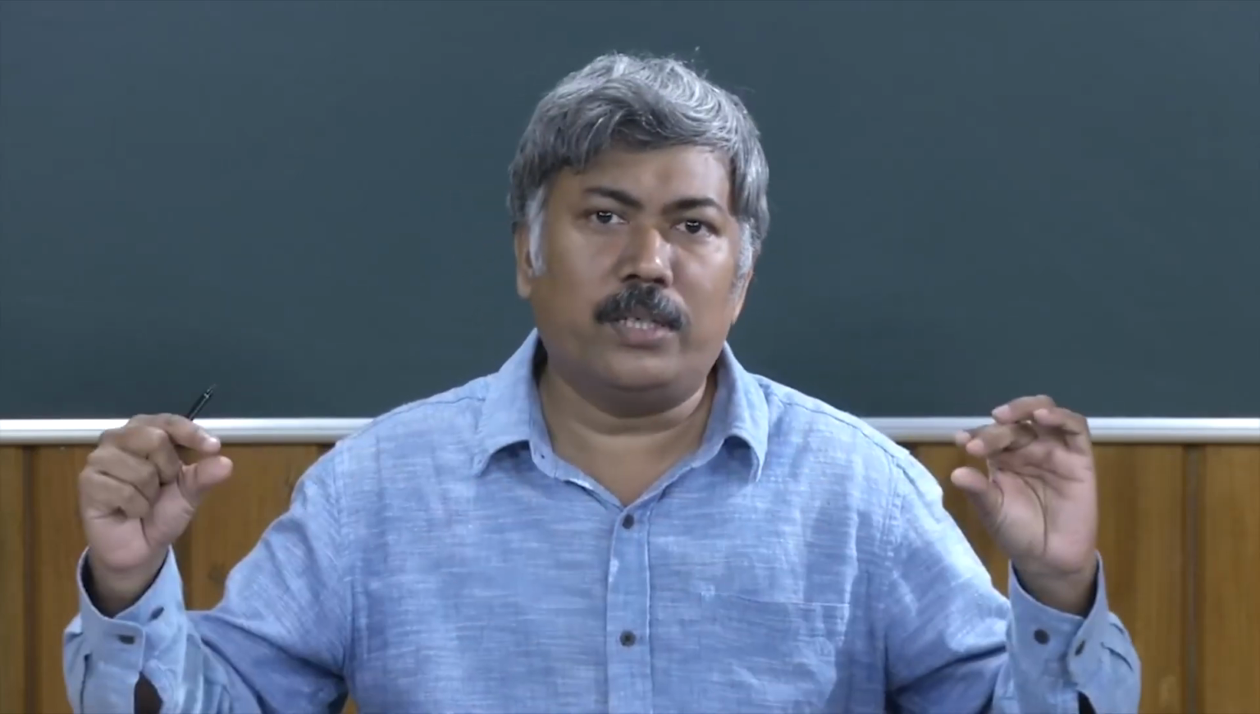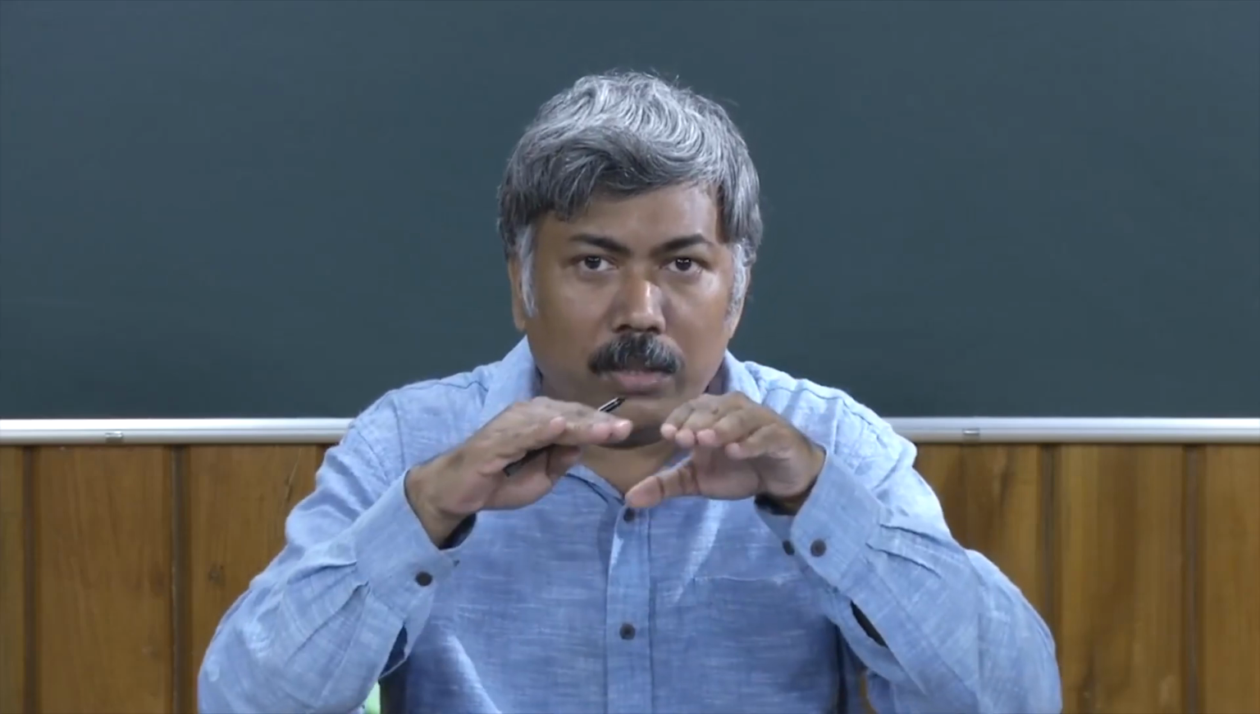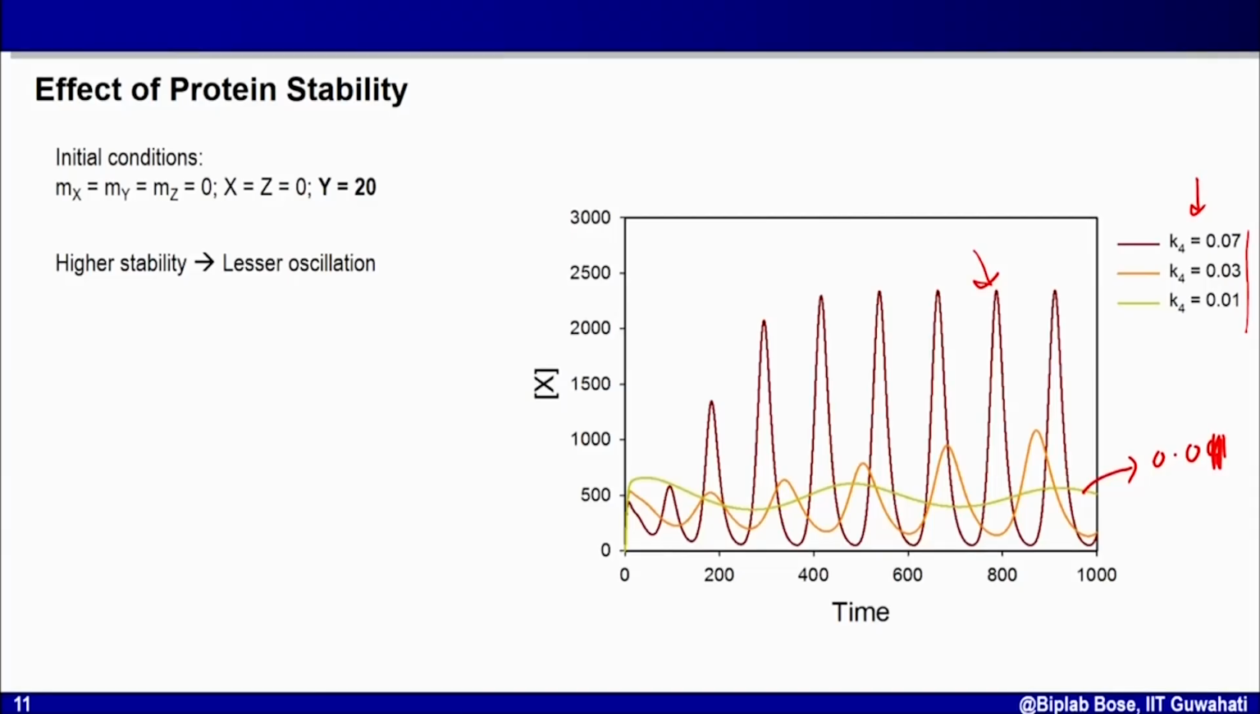This repression, if they are low, then also I don't get oscillation. If the repression is very high, then also I lose the oscillation. So I have to make a balance. And that balance is controlled obviously by how much protein is there in the system. If you make the system such that the proteins are very stable, then this oscillation will get reduced. So higher stability of protein gives rise to lesser oscillation.